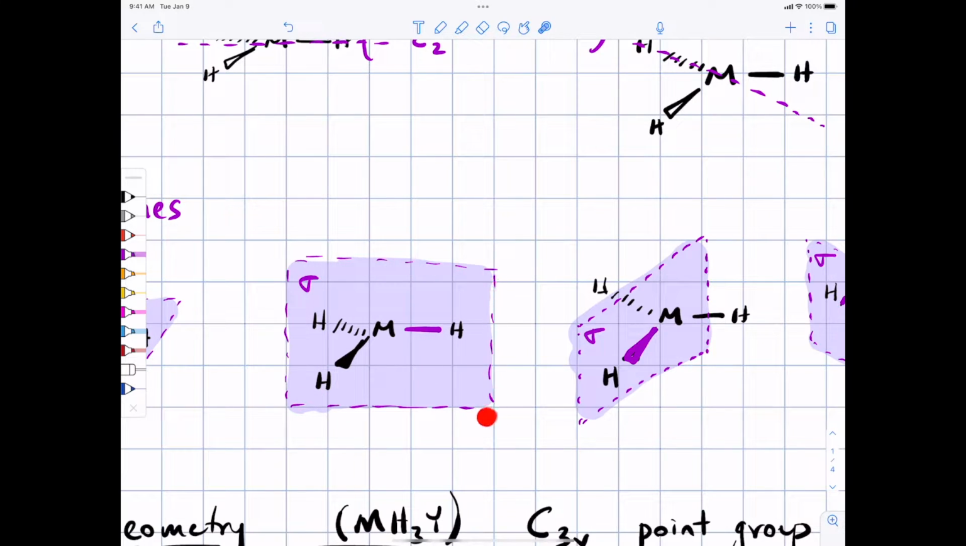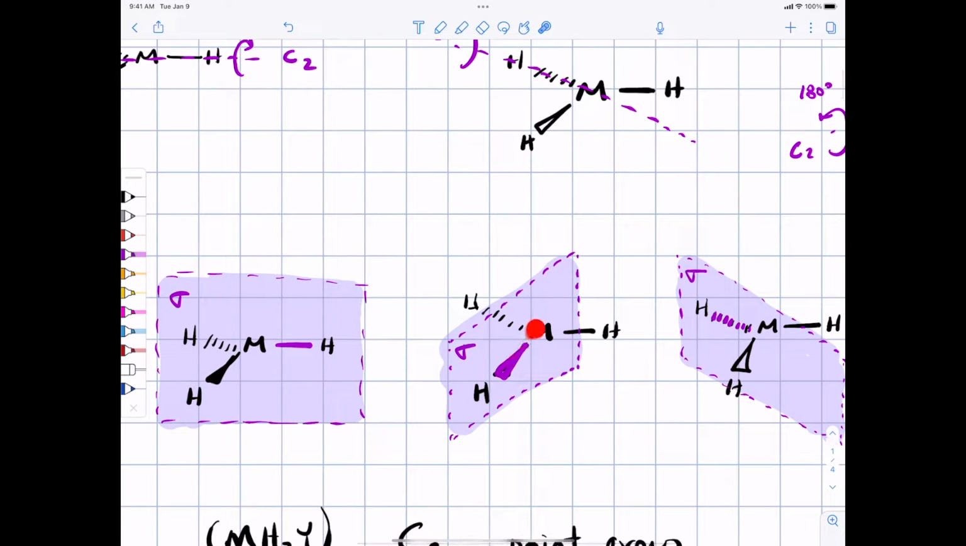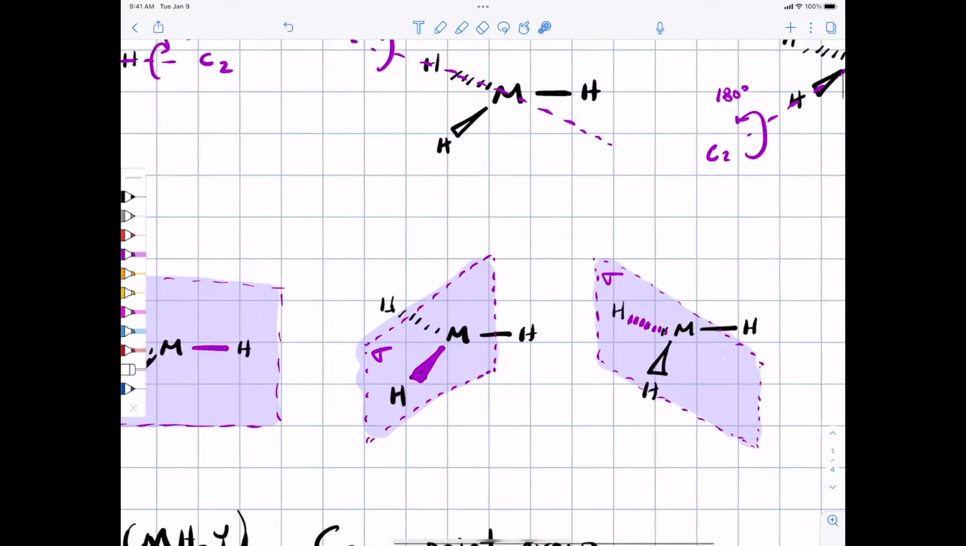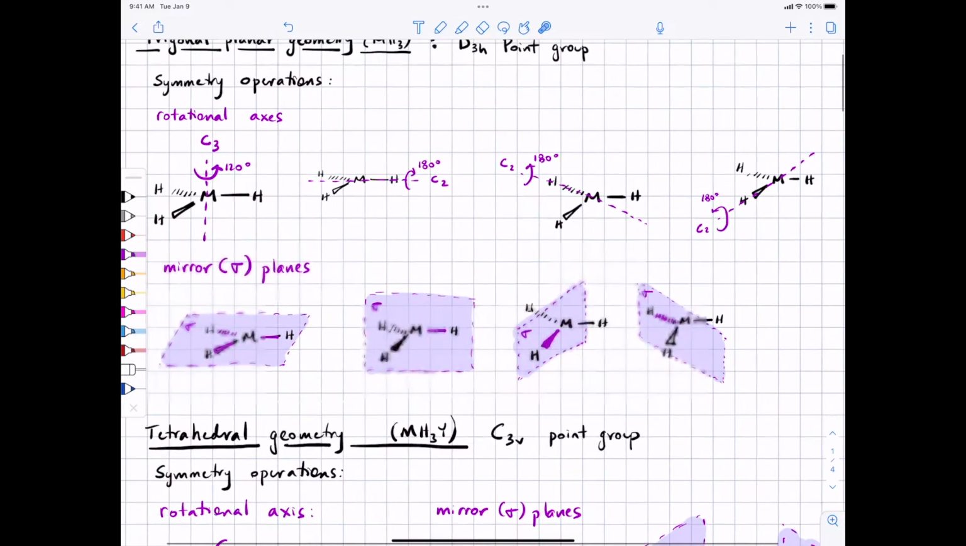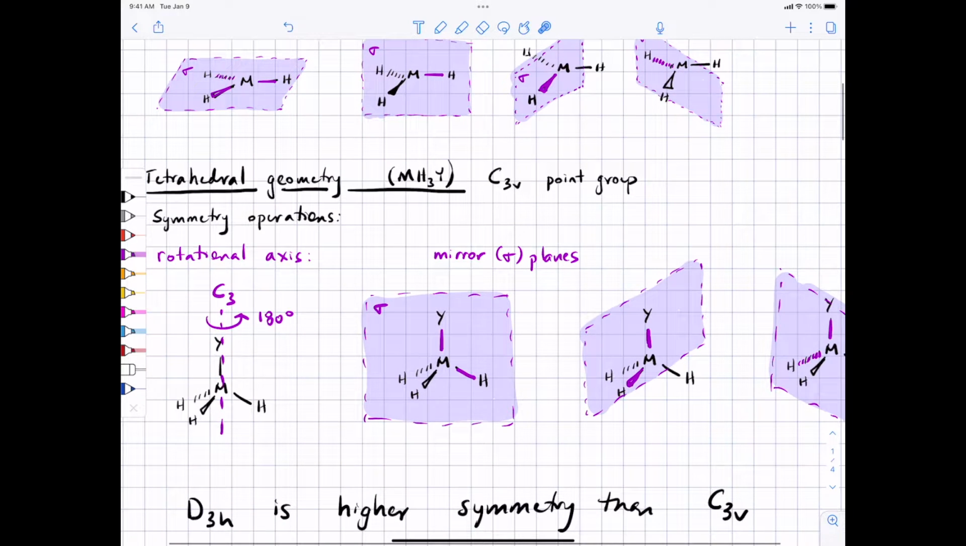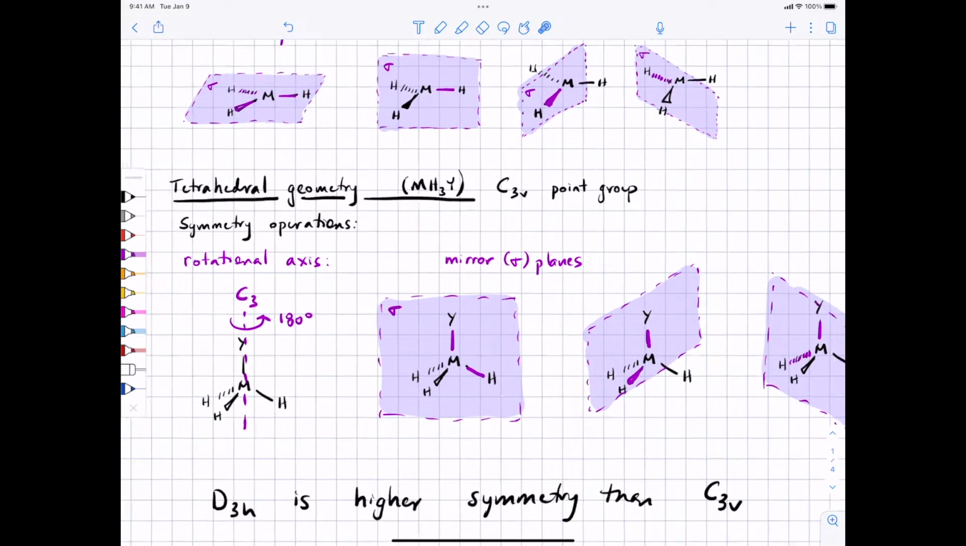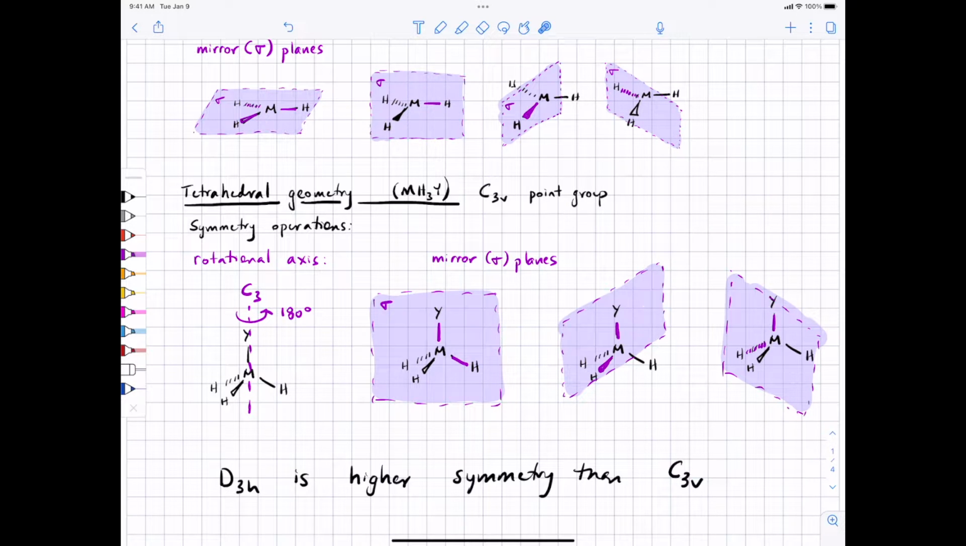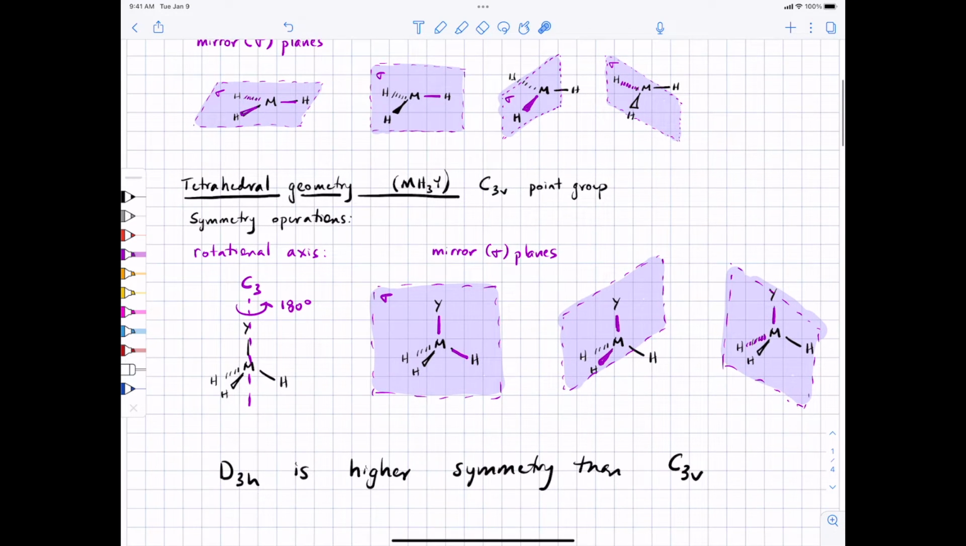In this case, the mirror plane is in the plane of the page. This hydrogen reflects into that one. You can run a mirror plane through this MH bond, and this hydrogen reflects into that one. You see that? And same thing over there. And here's another example of symmetry in a tetrahedral geometry. Here's a MH3Y group, where Y is something not hydrogen, and you've got another C3 axis here, and you've got various mirror planes. Notably, you don't have the C2 axes there anymore because the hydrogen breaks the symmetry.